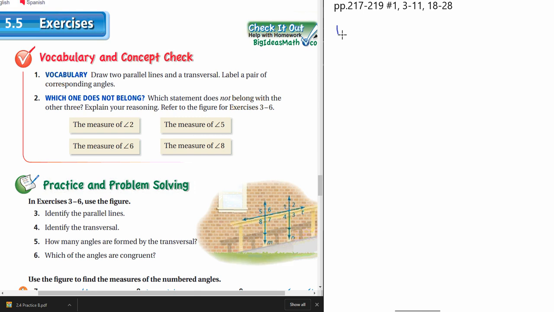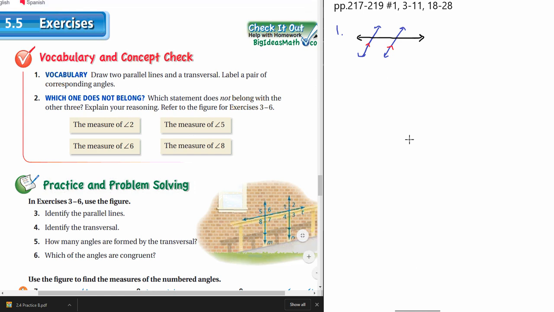So number 1, it says draw two parallel lines, and I indicate that these lines are in fact parallel by putting two little arrow symbols on them. There we go, two parallel lines. And a transversal. Remember, a transversal is a line that intersects at least two other lines. So there's my transversal.